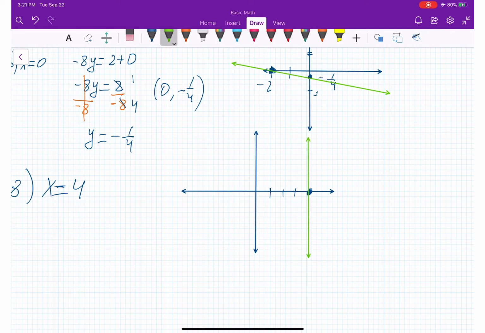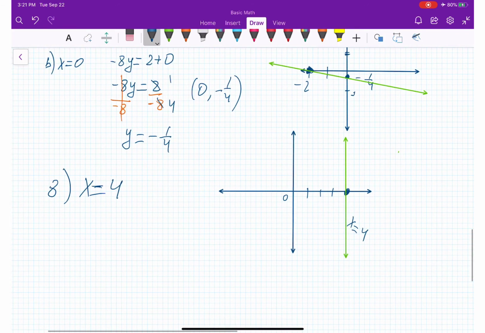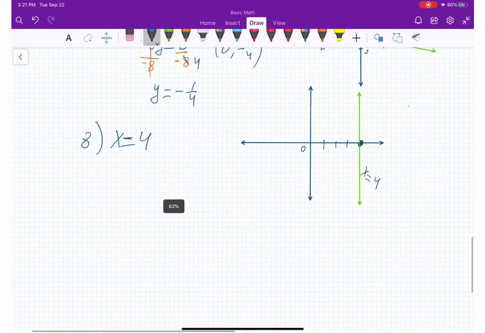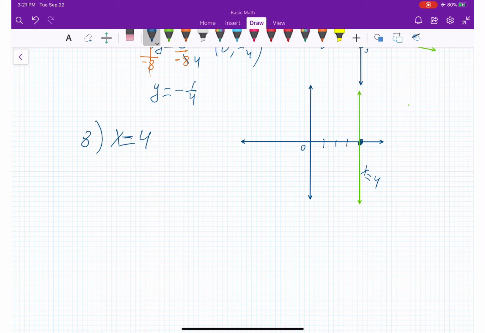There we go. So this is going to be our graph, and here we have graph x is equal 4. Okay. Next one. Number 9.